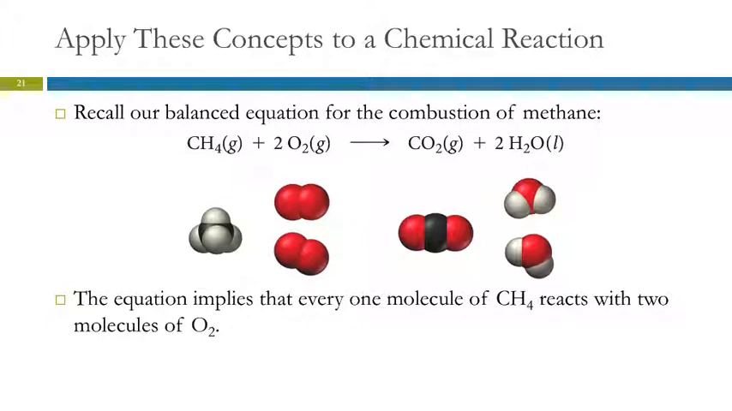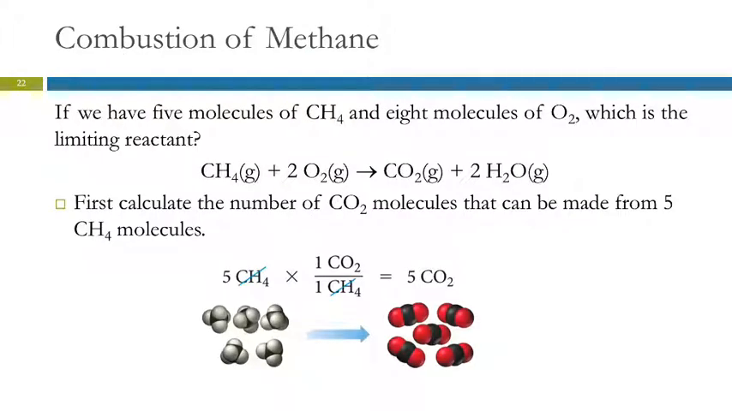So let's apply this to a chemical reaction. Go back to this methane combustion reaction. 1 molecule of methane, 2 molecules of oxygen. We can make 1 molecule of CO2 and 2 molecules of water. So this implies that every 1 molecule of methane reacts with 2 molecules of oxygen. If we have 5 molecules of methane and 8 molecules of oxygen, which one is the limiting reactant?